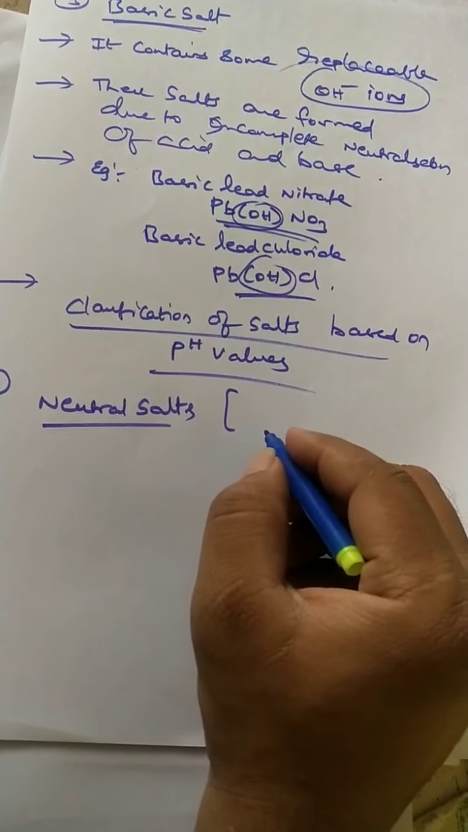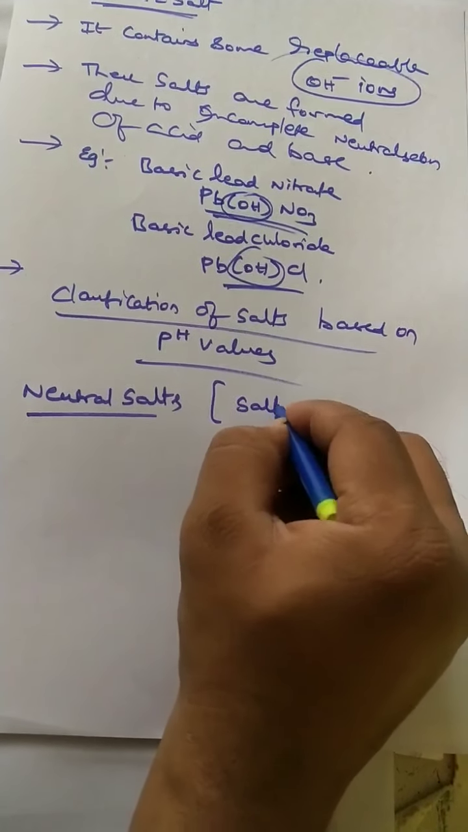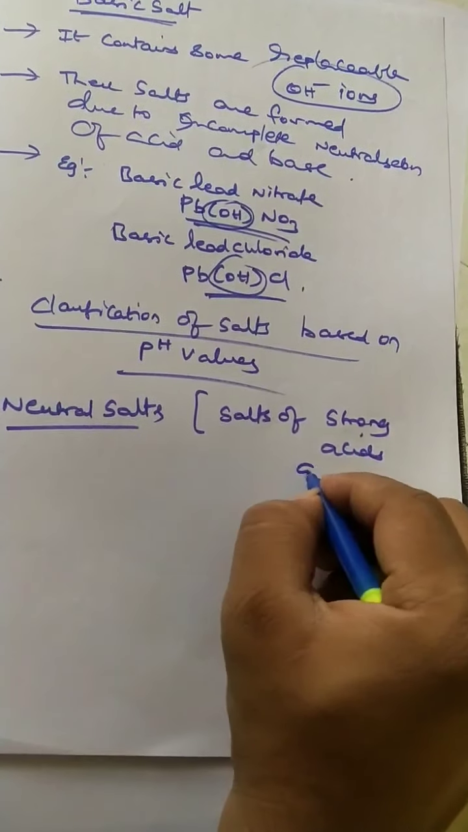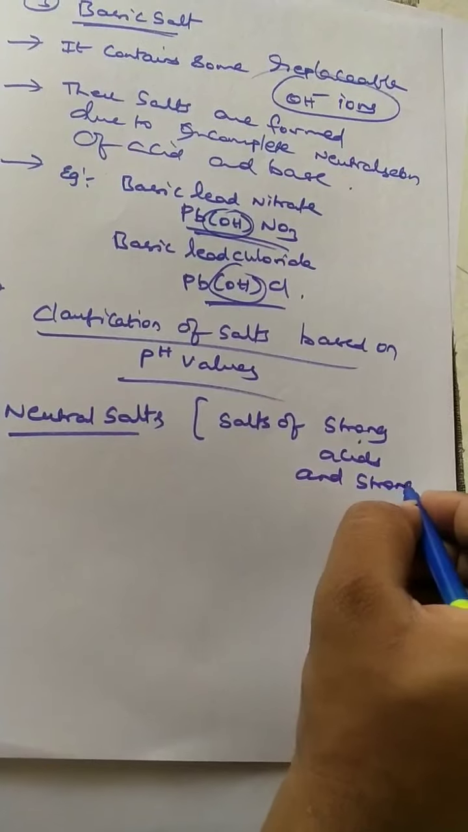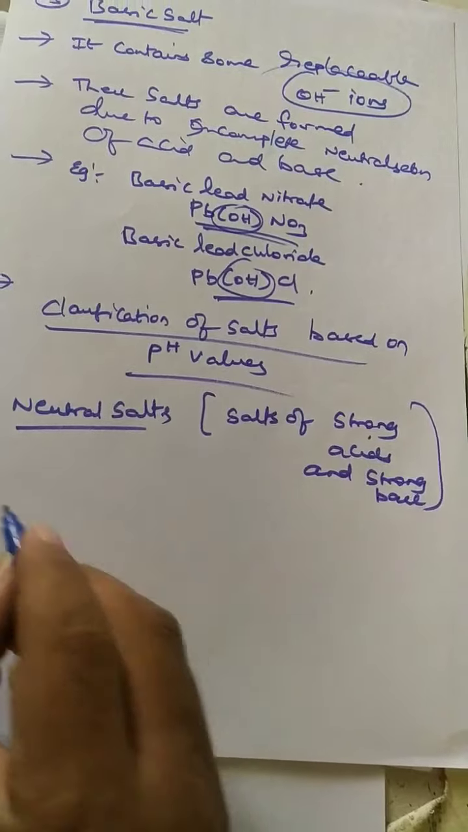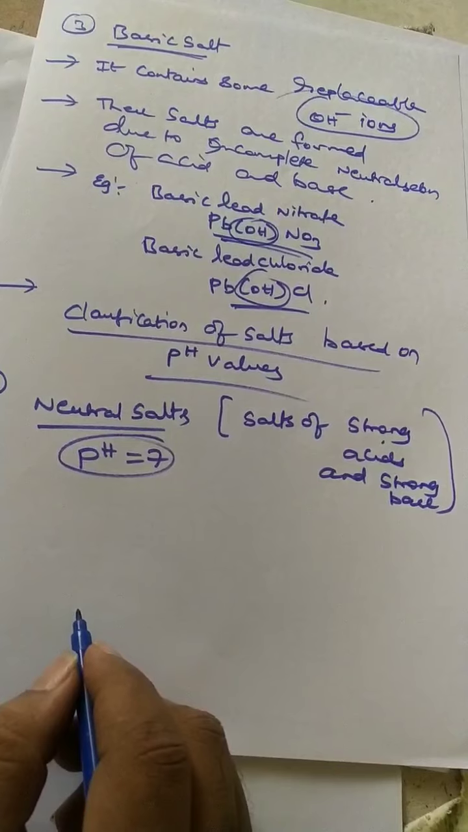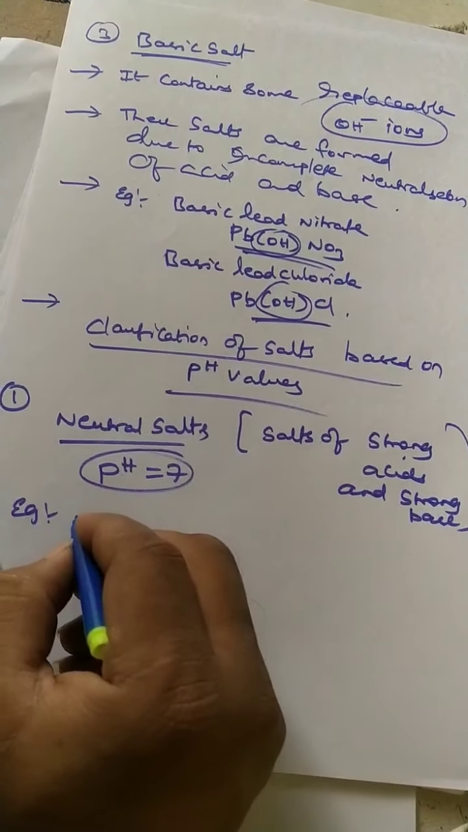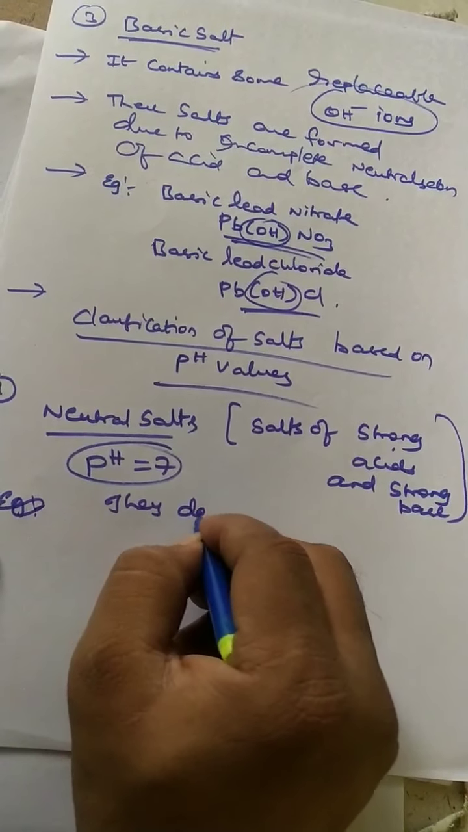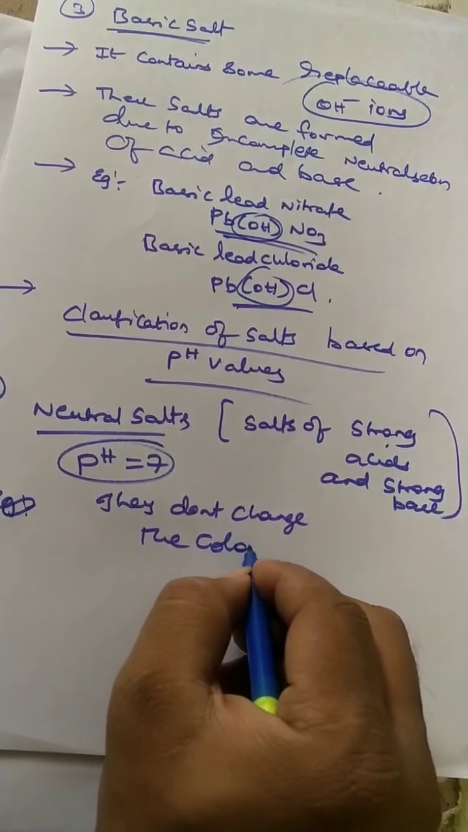These neutral salts are nothing but salts of strong acids and strong bases. Neutral salts are the salts of strong acid and strong base. For these neutral salts, the pH value is always equal to 7. Generally, these neutral salts don't change the color of litmus paper.